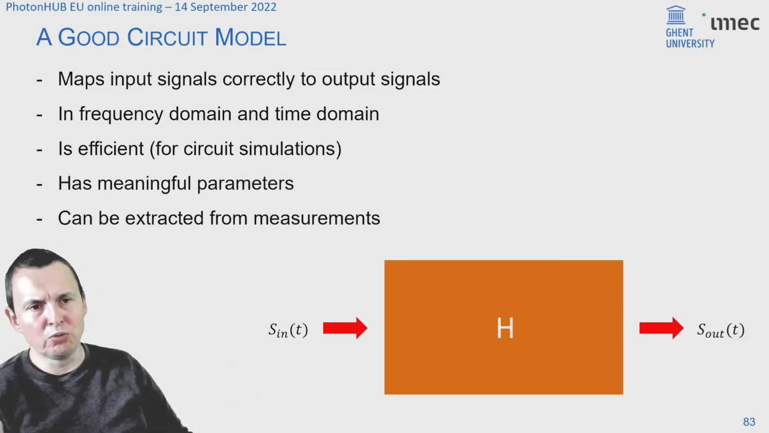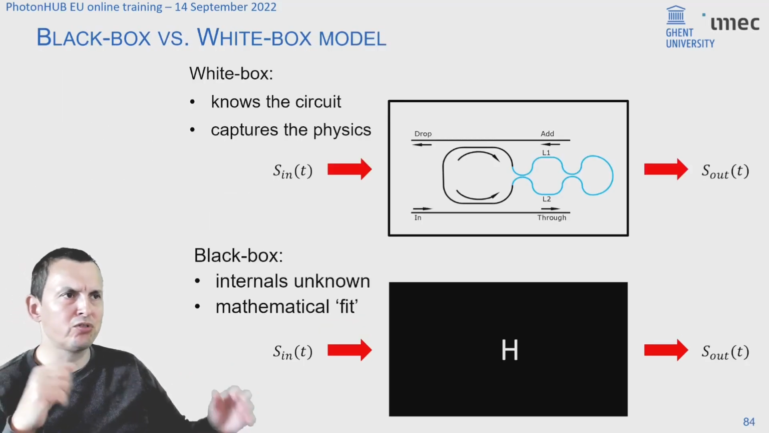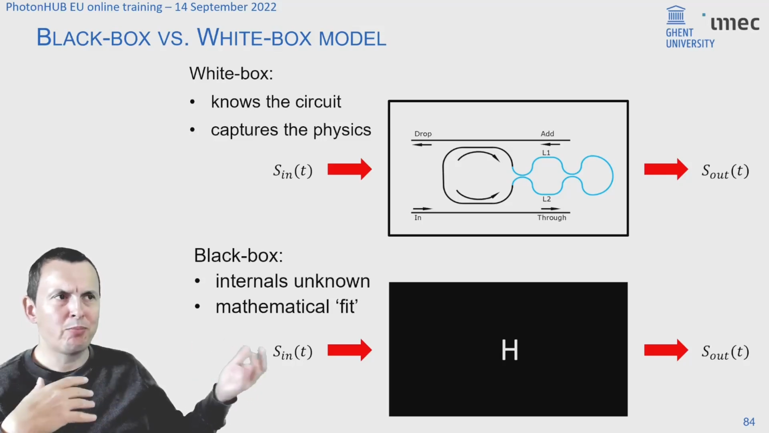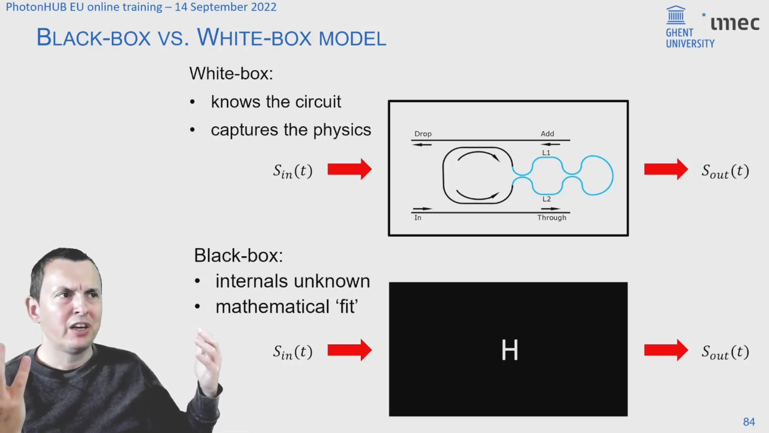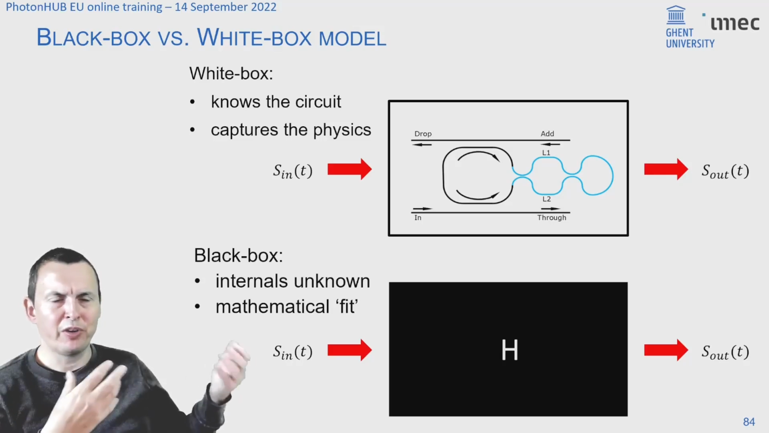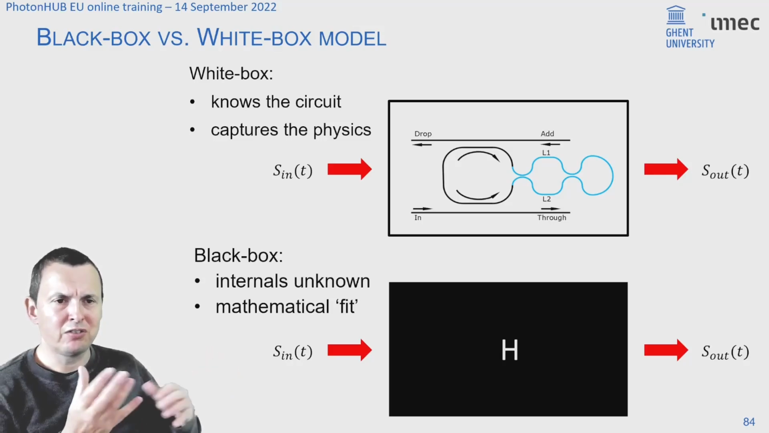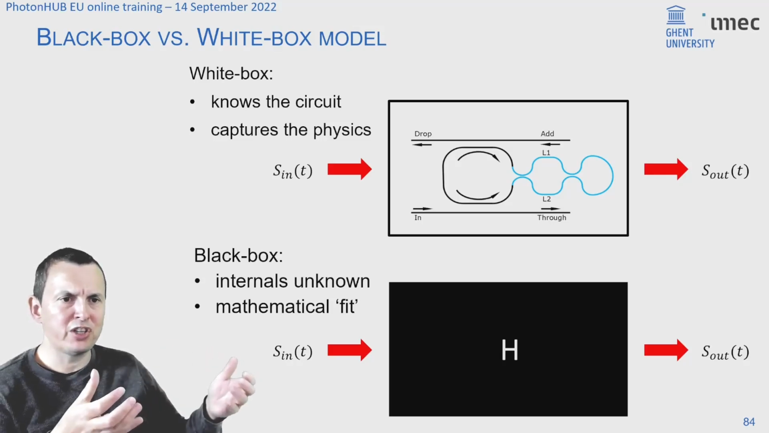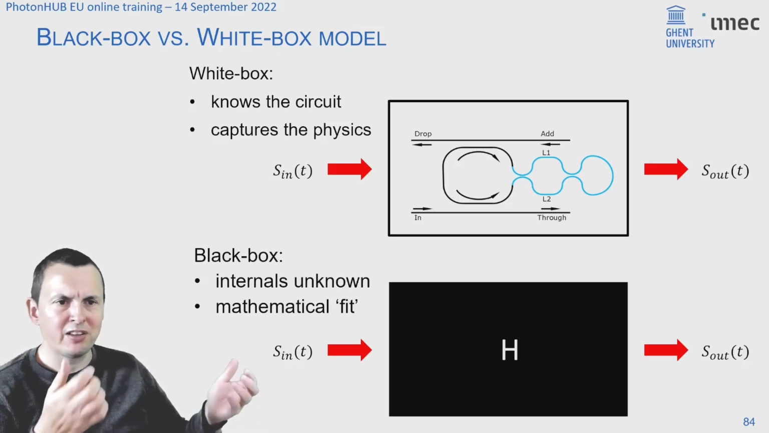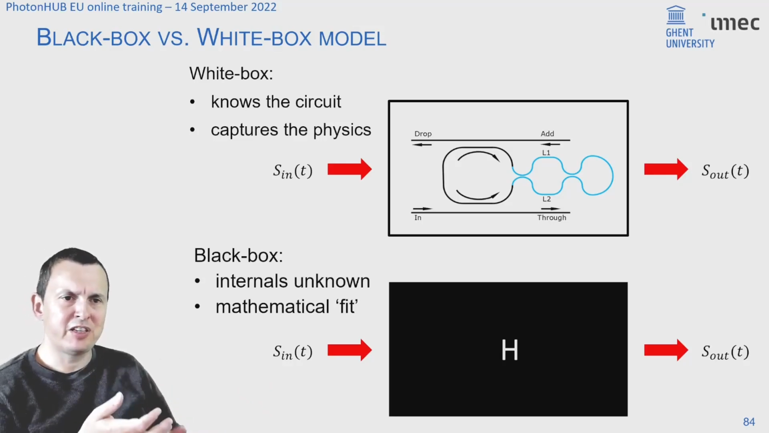Now we see two main types of circuit blocks or circuit models today. You could call them white box and black box models. The white box model typically tries to capture the physics of what is going on in there. So typically it's a set of equations, approximate equations, but still a set of equations that try to mimic the physics of what is going on inside the circuit block.